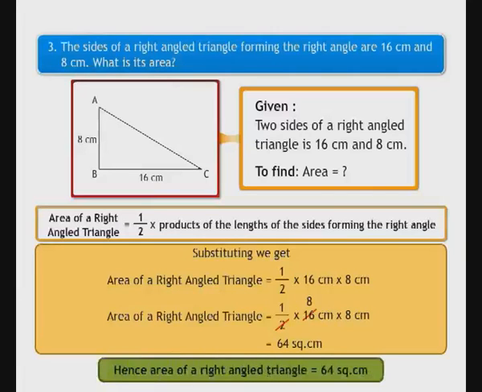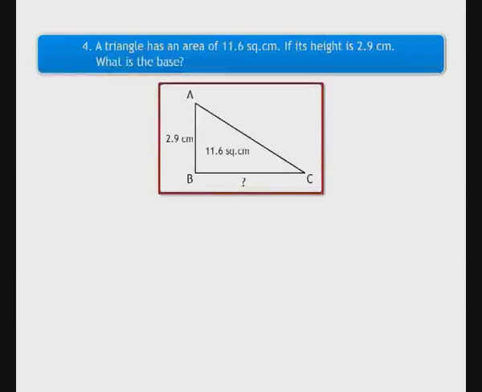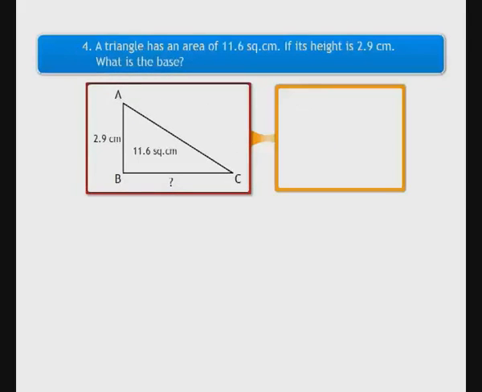That is, 23.2 is equal to length BC into 2.9. Dividing both sides by 2.9, we get 23.2 divided by 2.9 is equal to length BC into 2.9 divided by 2.9. 2.9 from the numerator and from the denominator on the right-hand side of the equation gets cancelled. And therefore we get length BC is equal to 23.2 divided by 2.9.